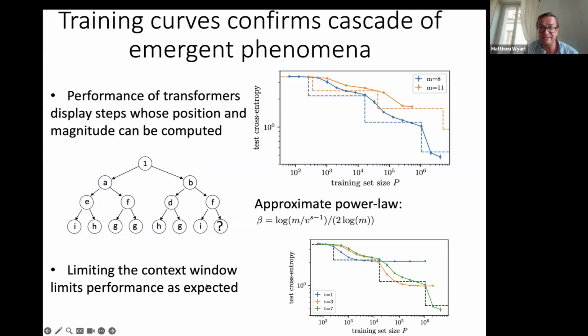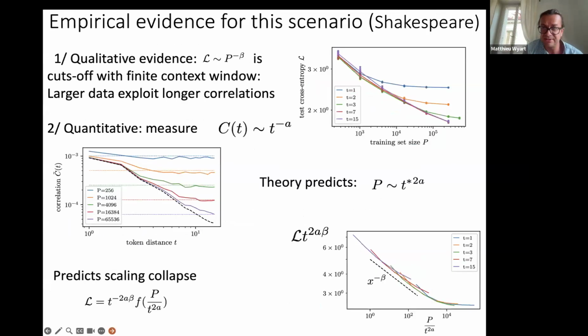Okay, so essentially, this is the theory. It's making predictions on the training curves, on the effect of the context window, and on how you should build hierarchical representations. And so in the few minutes I have left, I will tell you how we actually test it.